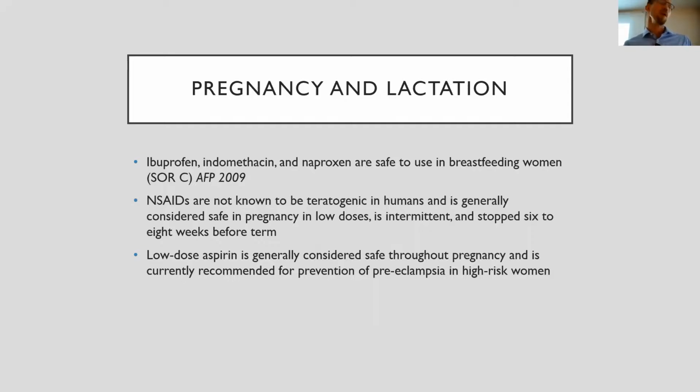Pregnancy, what about pregnancy? Well, these are likely safe in breastfeeding women, strength of recommendation C. NSAIDs are not known to be teratogenic in humans, and they are generally considered safe in pregnancy in low doses and with intermittent use, but we avoid them in the last 6 to 8 weeks before term due to effects on the fetal ductus arteriosus. And so we're cautious about NSAIDs in pregnancy. They're probably fine to use in breastfeeding women.